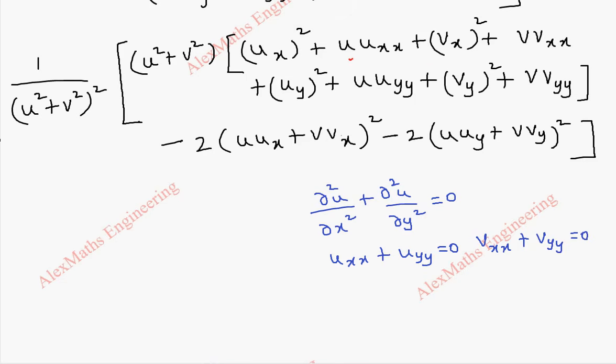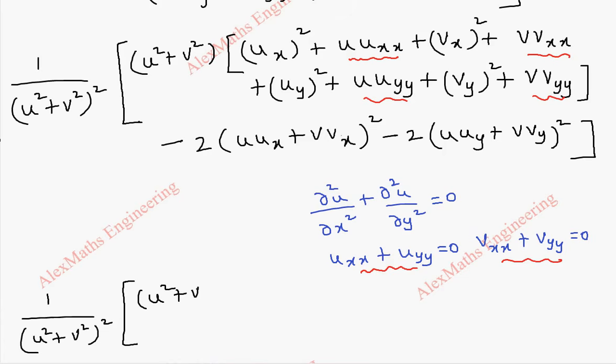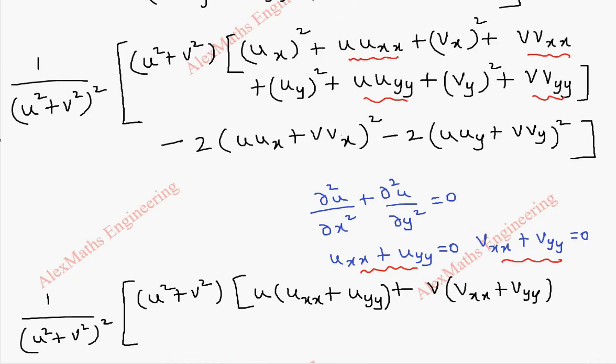So now I am going to take u common from these two and v common from these two, so that I can use these two expressions and reduce the terms. So outside we have 1 by (u square plus v square) whole square, open bracket, we have u square plus v square, and first let's take u common. So it is uxx plus uyy, and again plus v common, this bracket close, vxx plus vyy. Apart from that, we also have ux whole square plus vx whole square, and we can use the CR equation and change these two with respect to x.